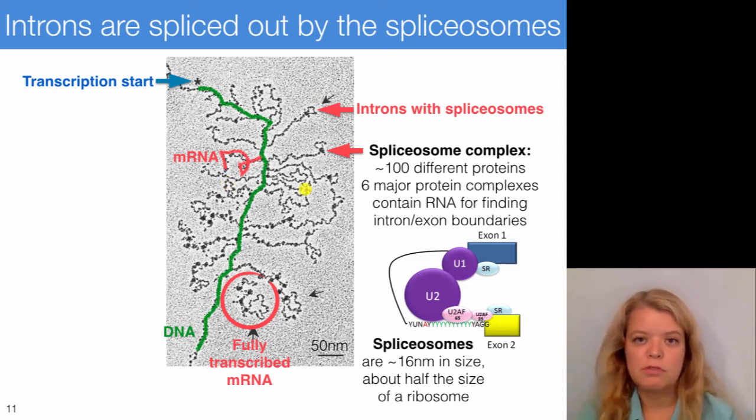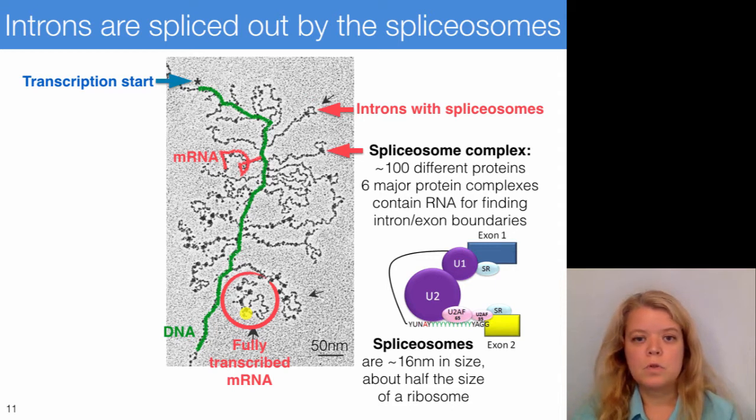called spliceosomes. In fact, you can frankly see the huge U1, U2 complex sitting right there and popping out an intron, splicing the exons of an RNA molecule together. You can see one right here as well, the big blobs.